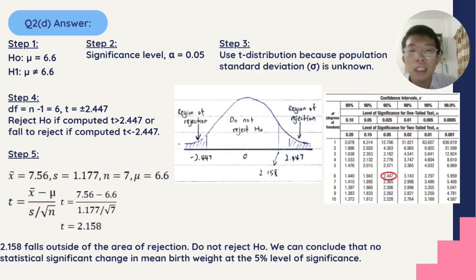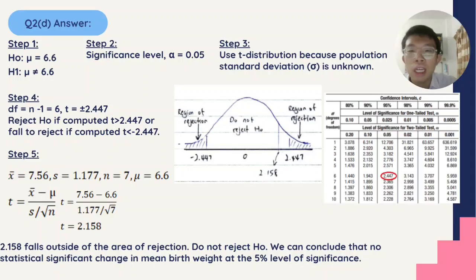Step 1 is the null hypothesis H0 and alternative hypothesis H1. H0 is mu equal to 6.6 and H1 is mu not equal to 6.6. Step 2, we set the significance level, which is 0.05. And step 3, we select the appropriate statistical test. So we use t distribution because population standard deviation is unknown. Step 4 is the decision rule.